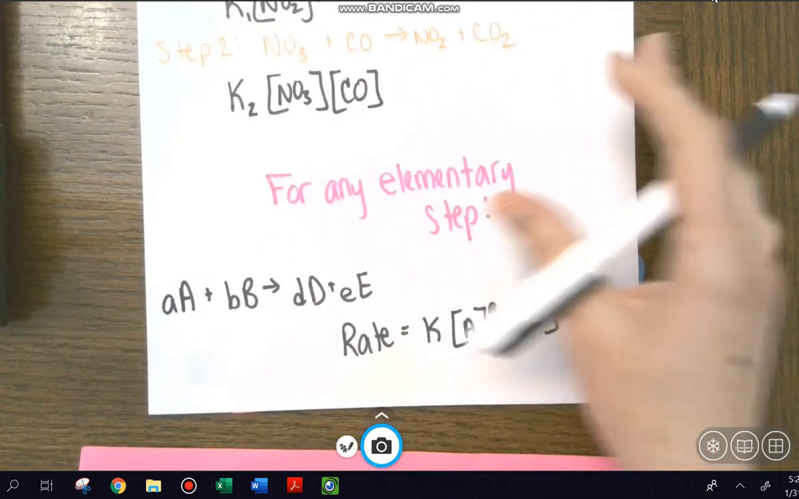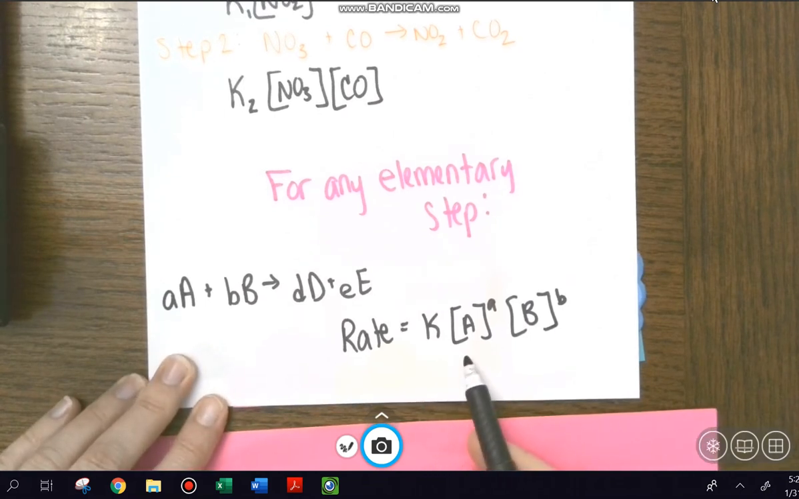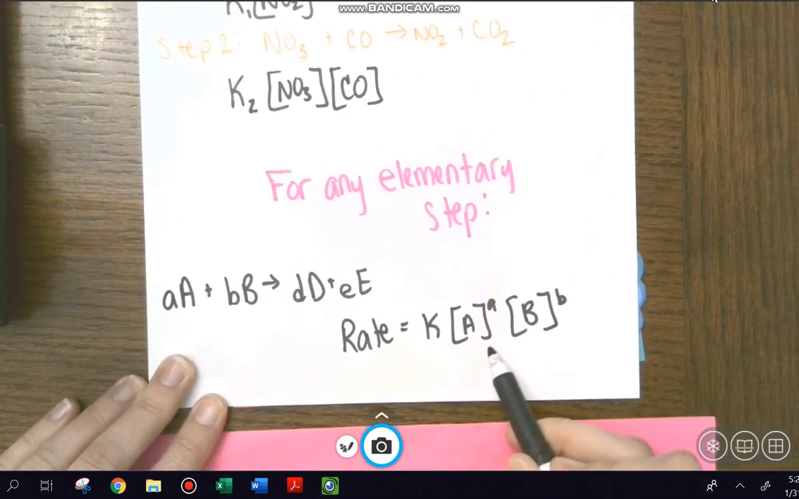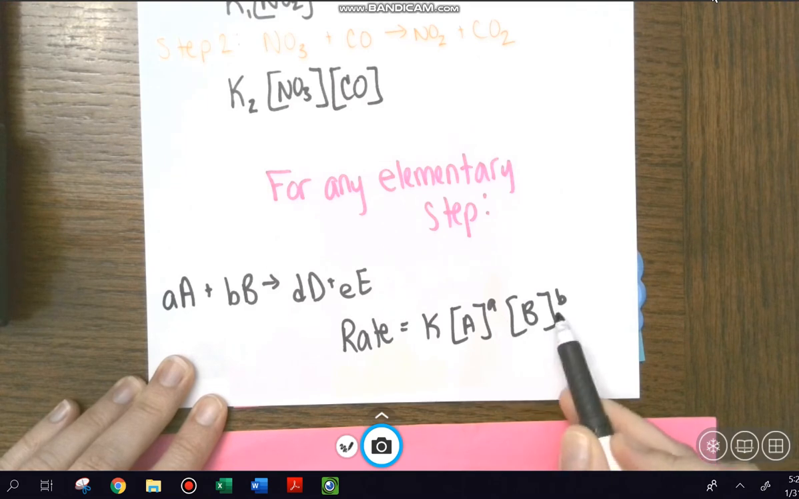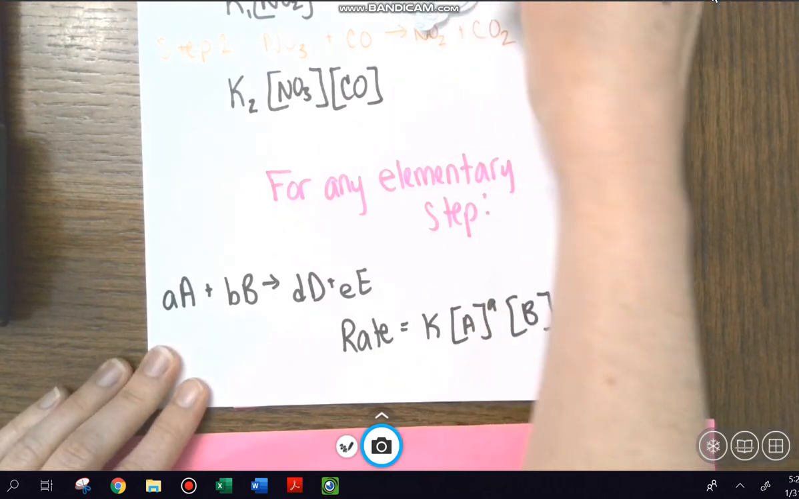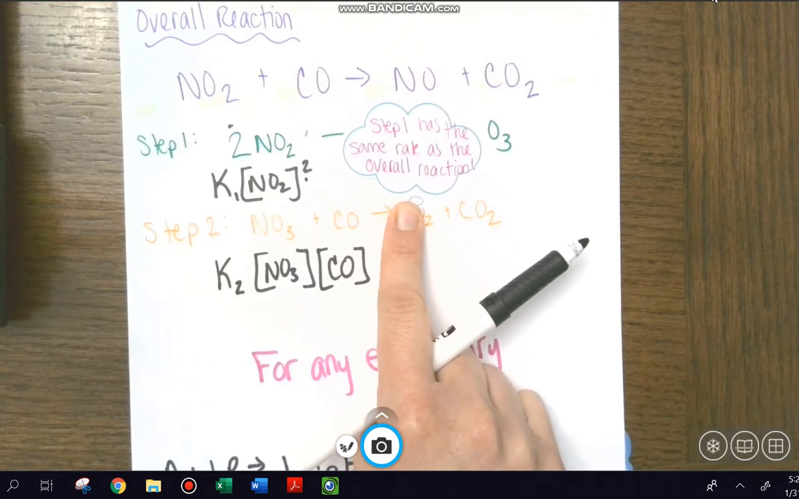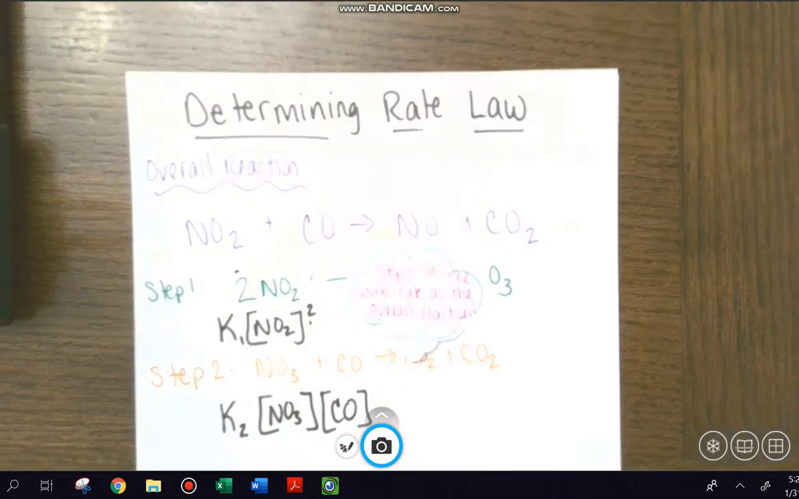So for any elementary step, we will always have this. You have the rate constant k, and then you'll have the A and the B. It's always going to be those reactants. So, interestingly, step 1 has the same rate as the overall reaction. I'm going to show you that now.